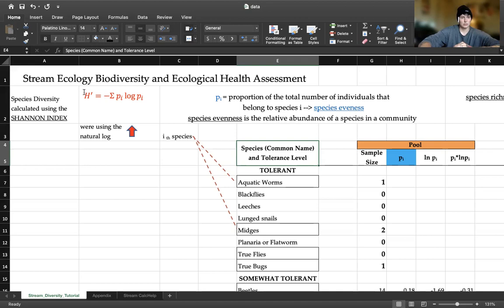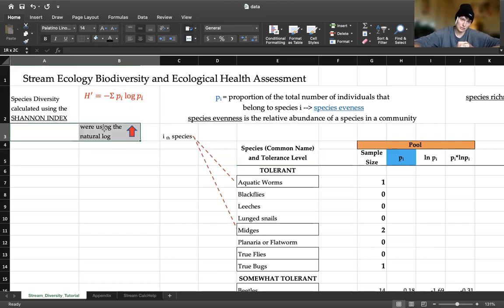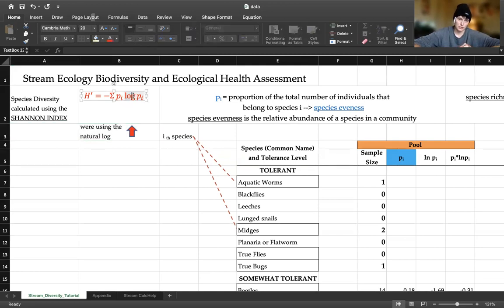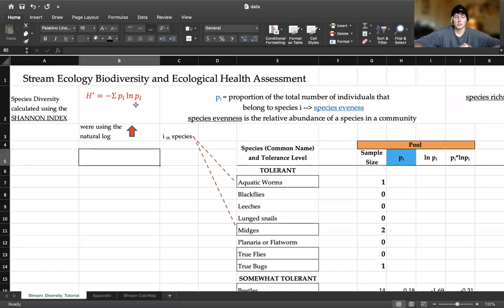The Shannon index uses this formula right here. H prime is the Shannon index, and it's going to be equal to the negative sum of p sub i times log of p sub i. In this, we're going to be using the natural log, so this should be just ln. It looks a little scary, but it's going to be easy.